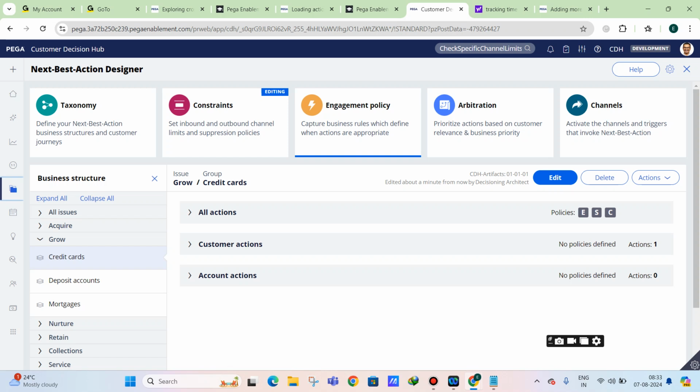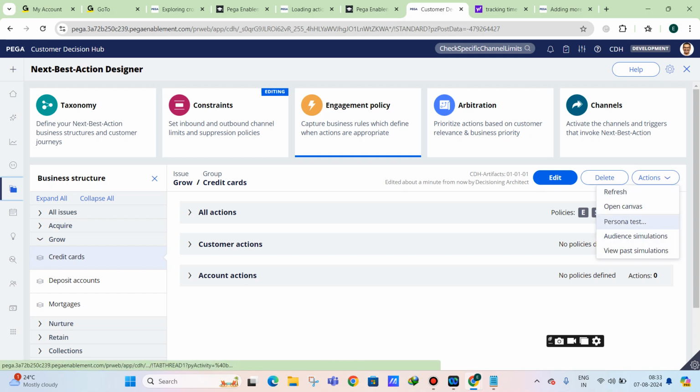You can do two things: contact simulation, that is, persona testing and audience simulation. That's what we have seen in the strategy also. When we had to test a strategy, we created a data transform as part of the scorecard session, kept that data transform in the testing of the strategy, and tested with that.